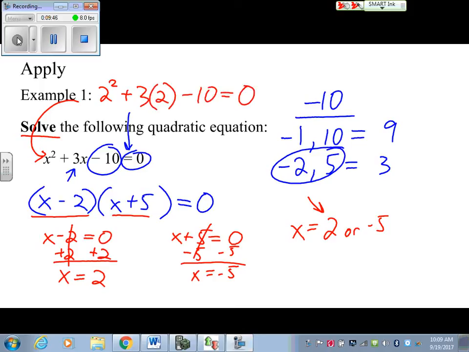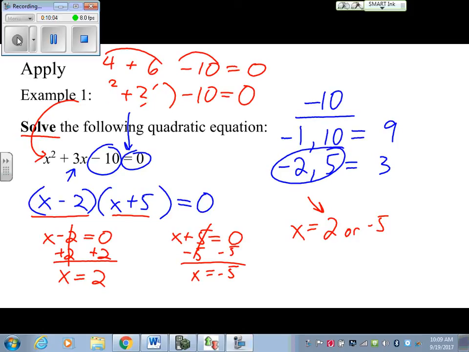Well, 2 squared, I'm going to write the answer above it, is 4. 3 times 2 is 6, and then we're subtracting 10. Well, 4 plus 6 is 10, and then we subtract 10, we end up with 0. So it absolutely checks out. We can do the same thing with our negative 5 now.